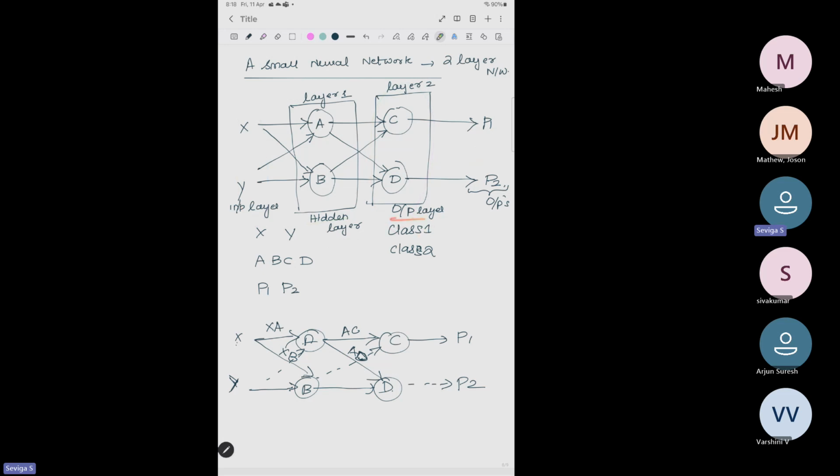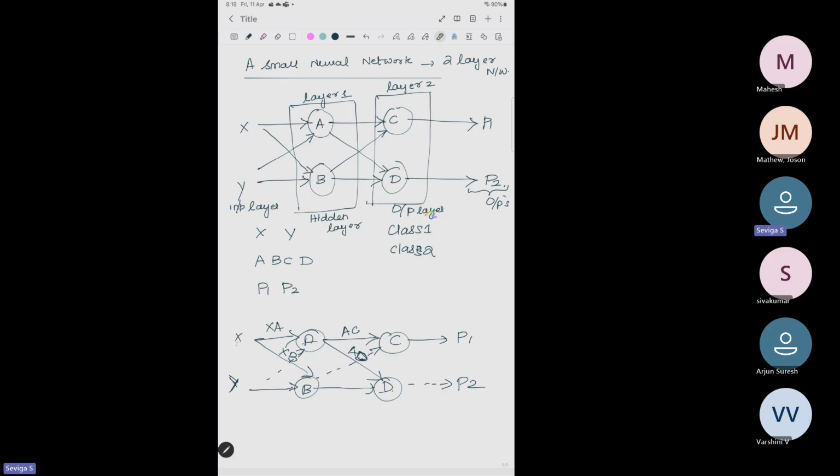Next, we have the output layer, the set of neurons which will produce our output. So here C and D are the output layer neurons. The output which comes from C is P1. The output which comes from D is P2. These are the set of neurons which provide the output. If you look at the input layer, there is no neuron, but the output layer has neurons. That is the difference between the input layer and the output layer.